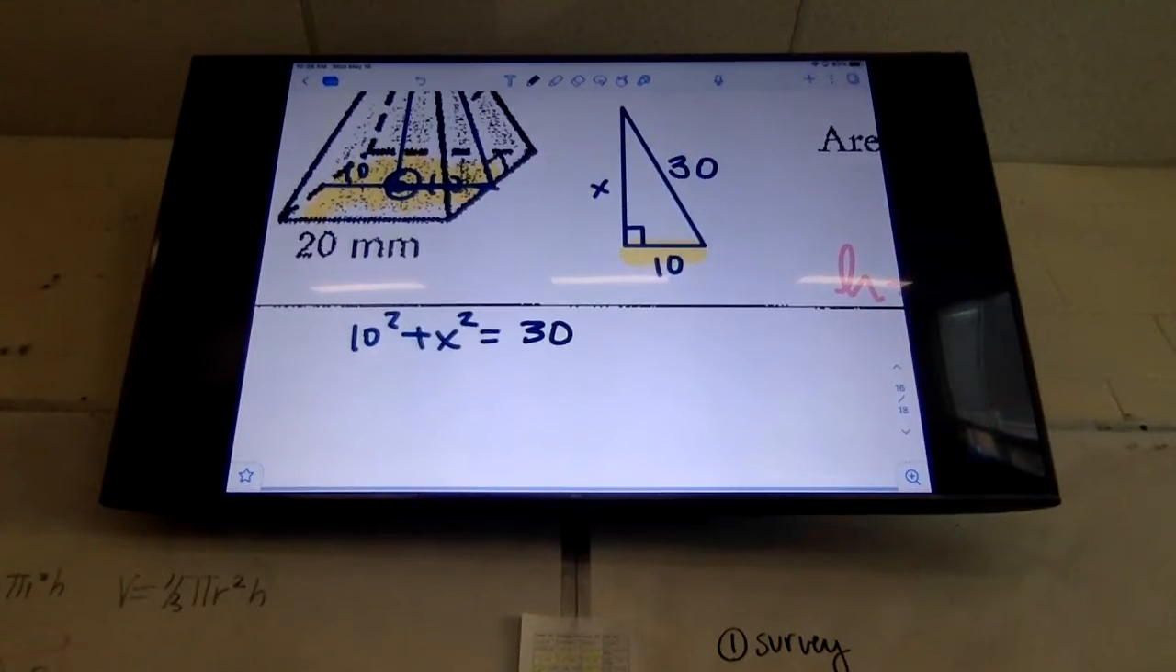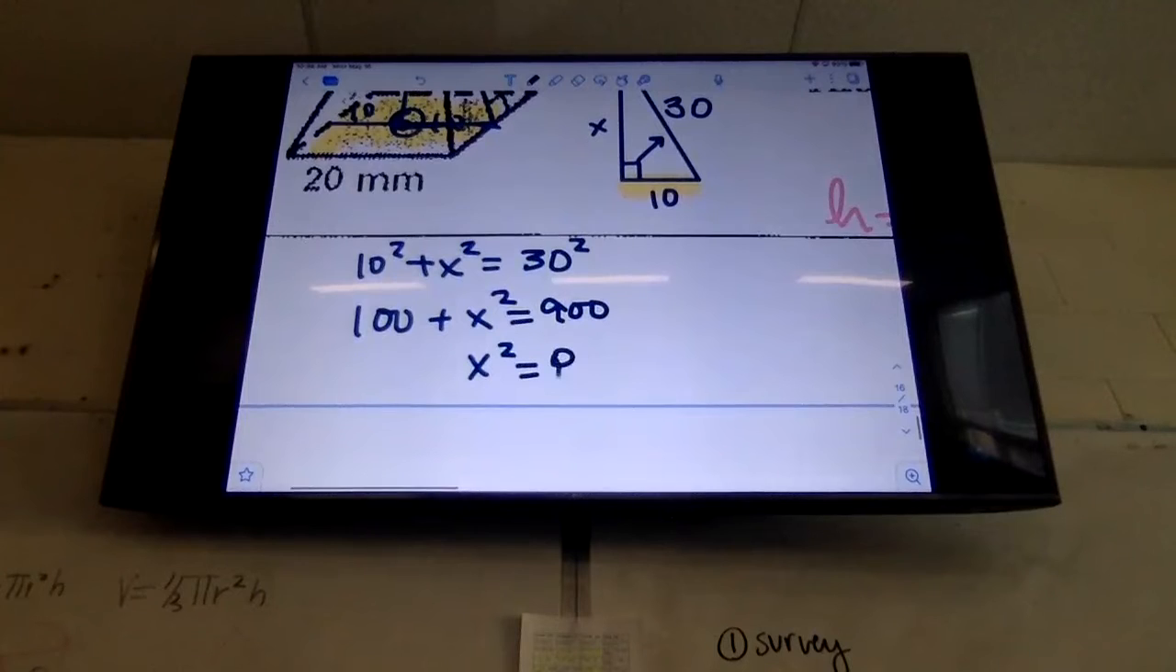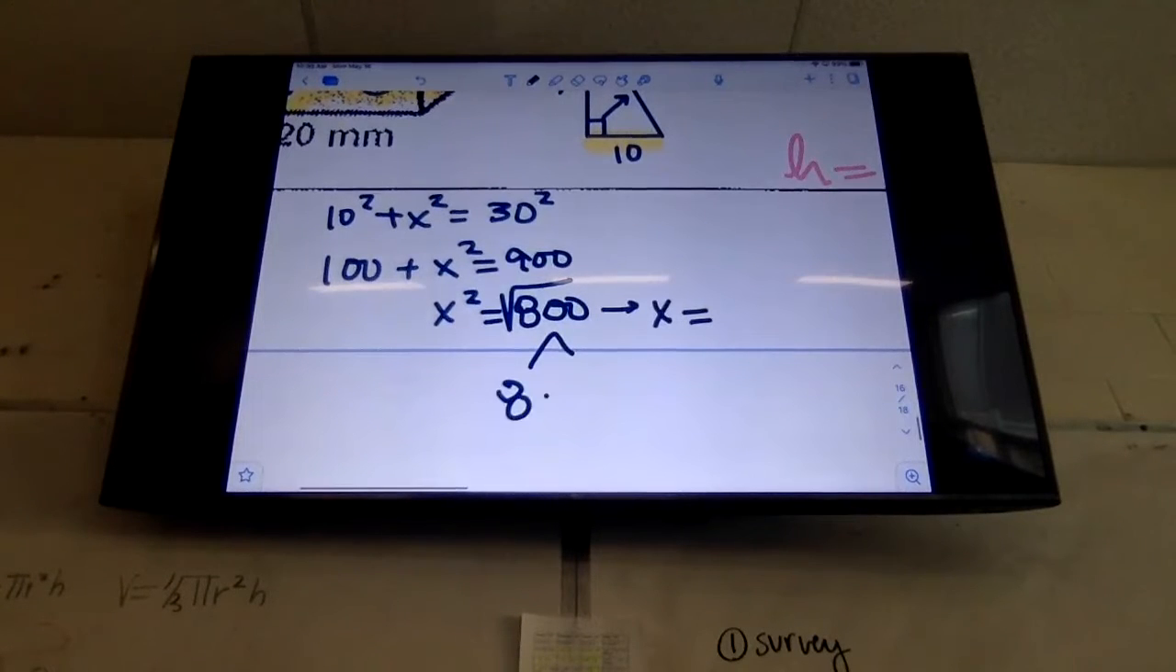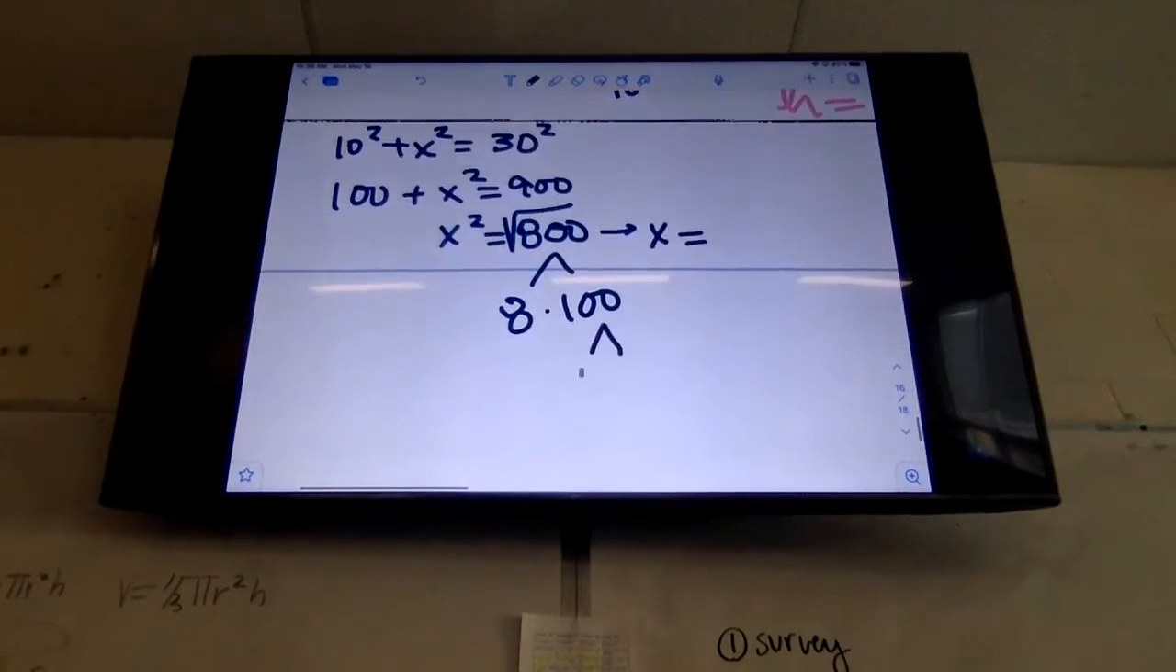Good. I want to give a big reminder that the number that's the biggest, the number that's across from the 90 degrees, is always the hypotenuse. On our test recently, we knew to use Pythagorean theorem and you set it up right, but you put the wrong things in the wrong spot. So remember, it's across from the right angle. So I've got 100 plus x squared equals 900. And then we minus off 100 and I get 800. And the square root of 800 is 8 and 100, and 100 is 10 and 10, so I can actually stop there. And then 8 is going to be 2 and 2 and 2.